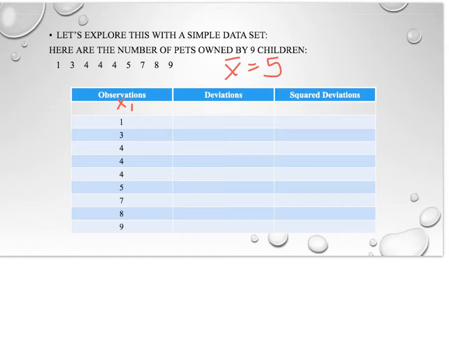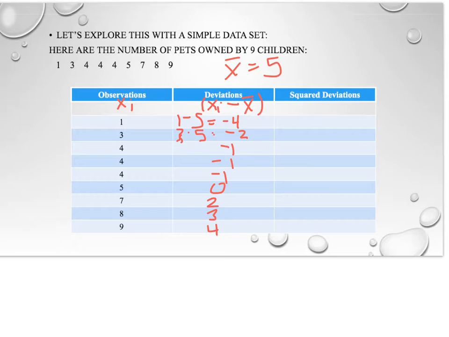Next, we want to find our deviations. So we want to find our observation, our x sub i, minus our mean, right? We're finding how far our data is from the mean. So for our first data point, we would do 1 minus 5. So that's -4 away from our mean. Well, let's do it again. We're going to do it for all of them. So 3 minus 5 would get us -2. -1, -1, -1, 0, 2, 3, and 4. Okay, there are our deviations.